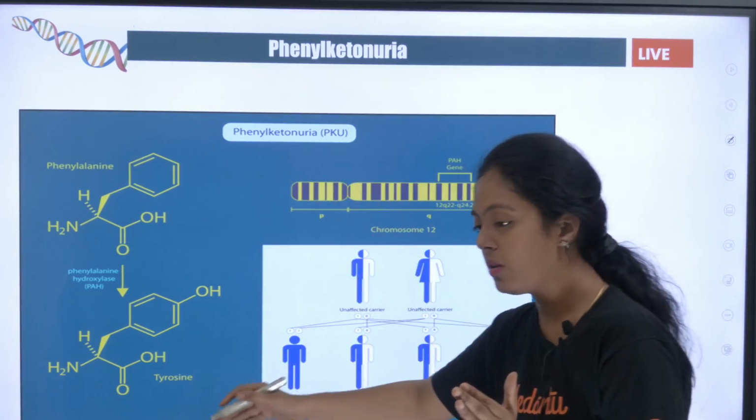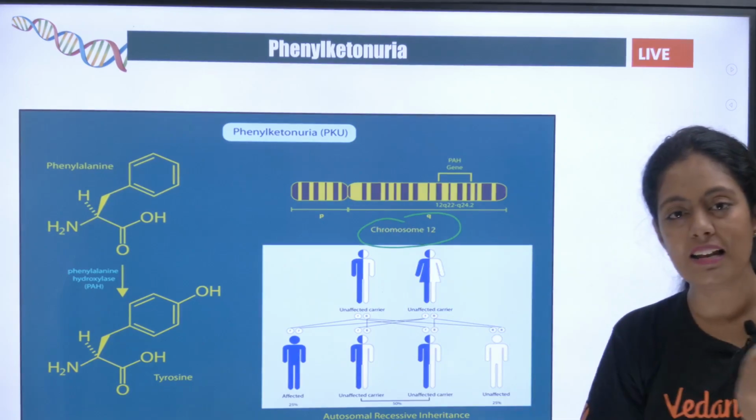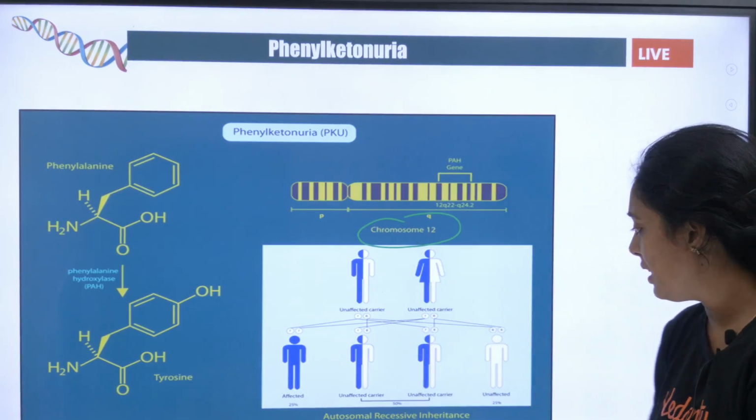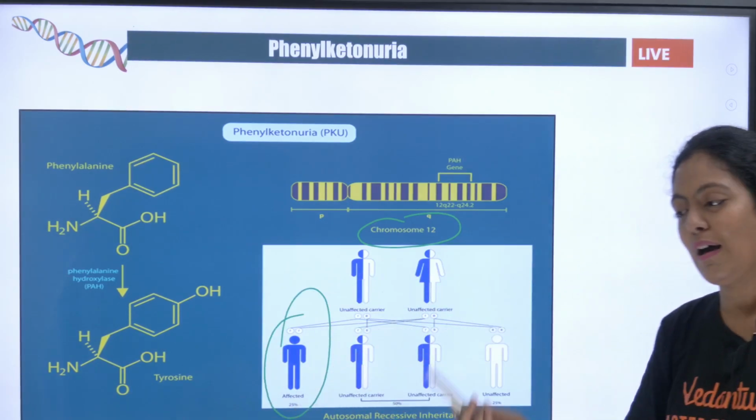Phenylalanine is converted into tyrosine in normal people, but on chromosome 12 there is an allele which is mutated in phenylketonuria patients. It also follows the same condition. You can see both are carriers. 25% of them are affected.